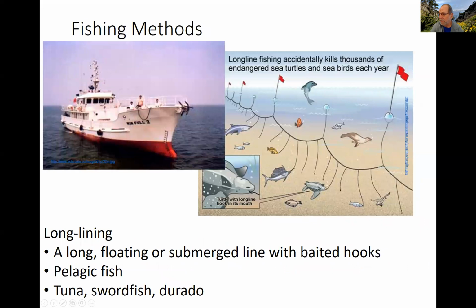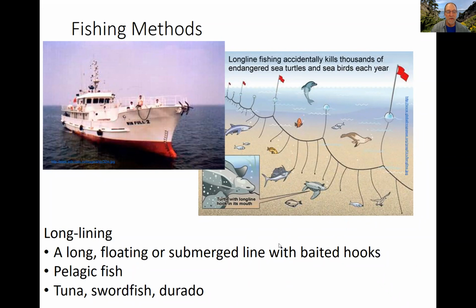Another method is what's called long lining, and long line caught fish. So these are long lines of hooks that are put out. These hooks can be miles long, and they're deployed. And there's a couple of unfortunate environmental impacts. First of all, in order to bait the hooks, they have to catch a lot of fish, and a lot of that bait just goes to waste. Another problem is that they catch species that are endangered otherwise. So the turtles, porpoises can get hooked on, sharks can get hooked on these things.